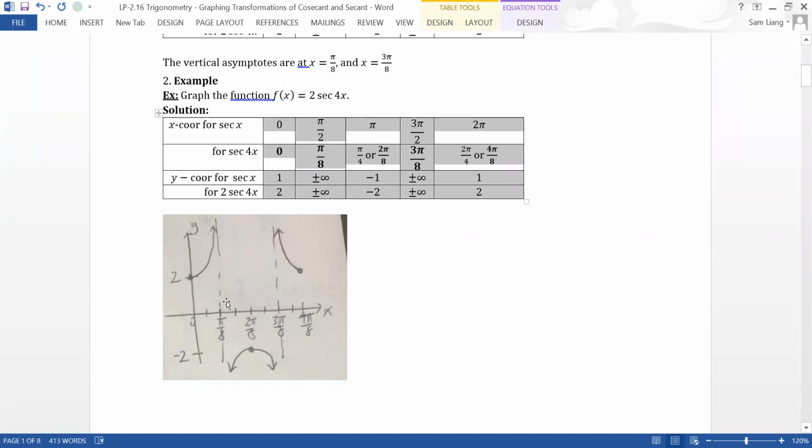Anyhow, the y coordinates are going to be 2 for 0, so 0, 2. There's a vertical asymptote at pi over 8. Then at 2 pi over 8, it's -2. Then at 3 pi over 8, there's another vertical asymptote. And then at 4 pi over 8, it's 2 again. Okay, and then you draw the curves. So for secant, remember the frowny face. So you draw a loop here, then a loop here, and then another loop here.